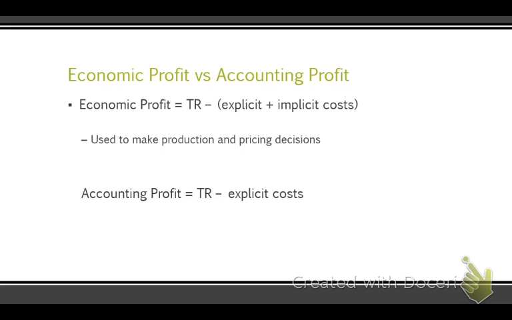Then accounting profit is just total revenue minus explicit costs. This is used for bookkeeping. Right? This is the profit you report on your tax statements. Okay? Accounting profit does not take into consideration implicit costs. It's just explicit costs.